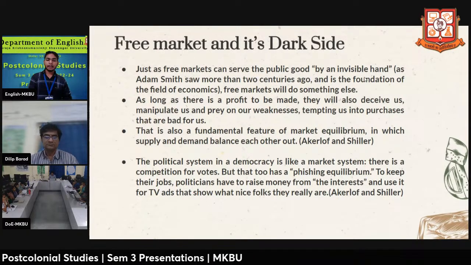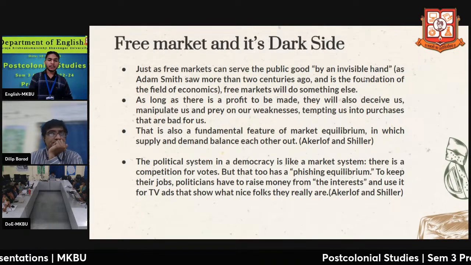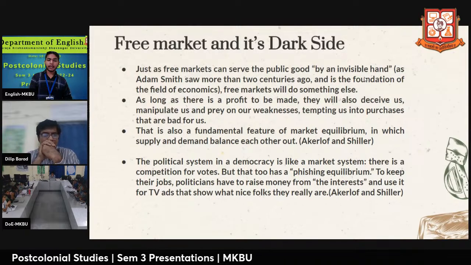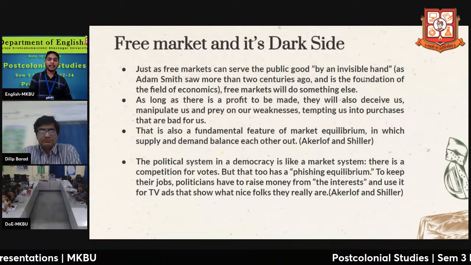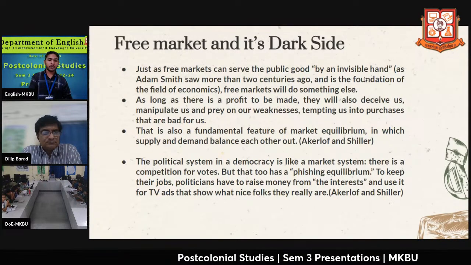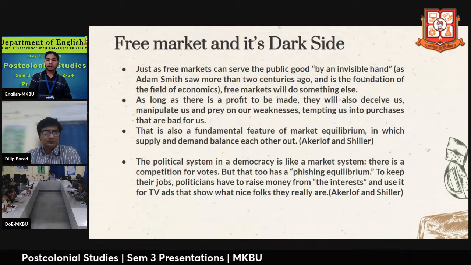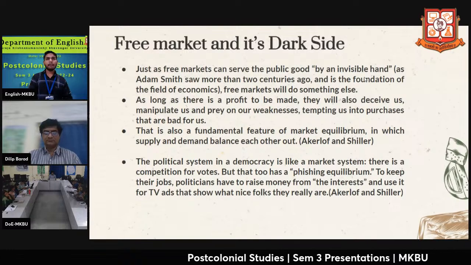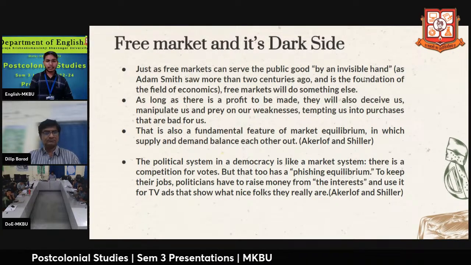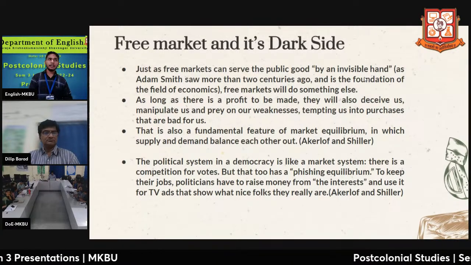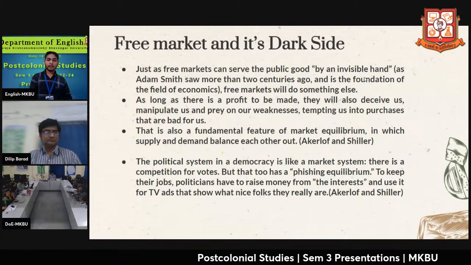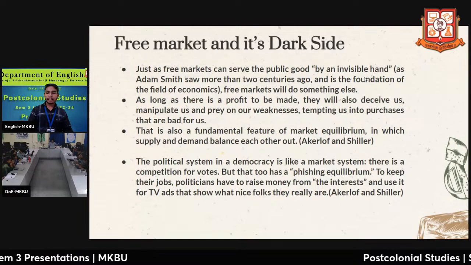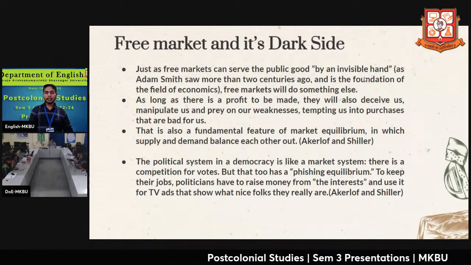The political system in a democracy is like a market system. There is a competition for votes, but that too has a fishy equilibrium. To keep their jobs, politicians have to raise money from the interest groups and use it for TV ads that show what nice folks they really are. Here Akerlof is trying to say that the political system, democracy, is also developing to become like market fundamentalism, where they also want to be in demand, and they will do everything to lure people and bring them to their side, to be elected again and again.